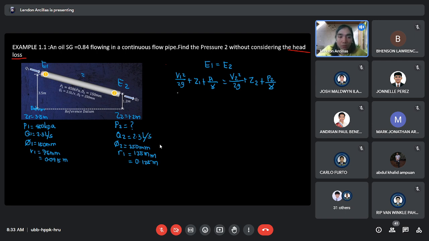So ano pa dito yung kulang natin? Ano pa yung wala dito? Based from the given. Hindi pa natin nakikita. Malalaman naman natin yung specific weight since meron tayong binigay na SG ng oil. So oil lang pumasok dito, hindi tubig. Okay, rinig pa ba ako?